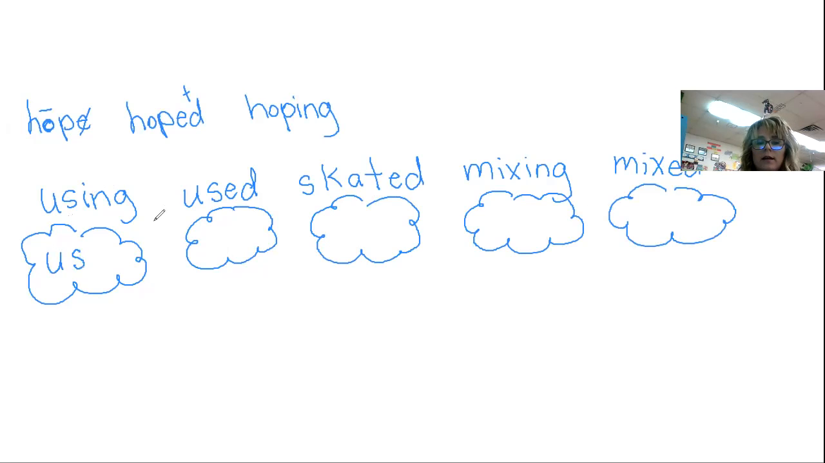It can't be that, right? Because that would be us. What does it need? Yeah, long U, sneaky E. But what happened to that E up here? We had to drop it before we added ing.